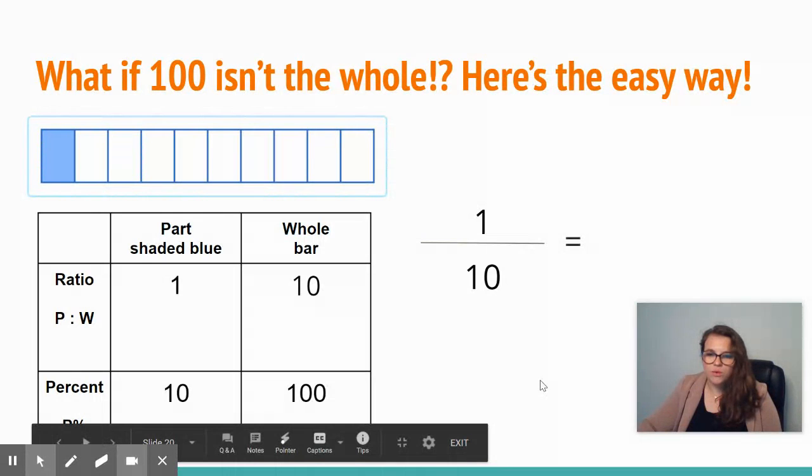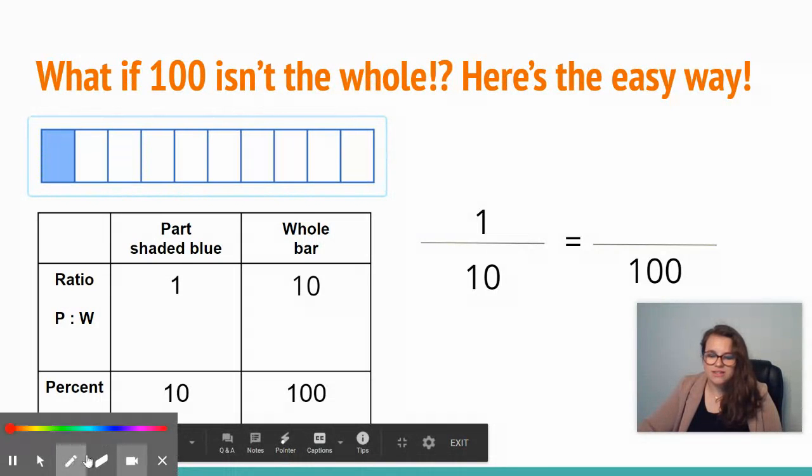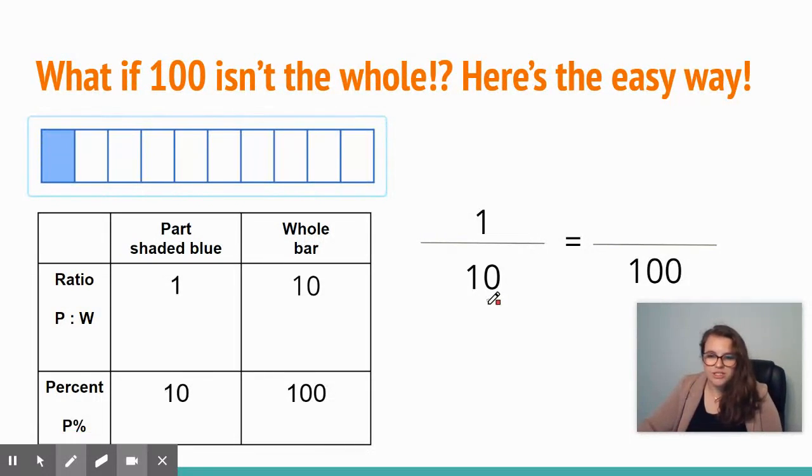So we make it equal to something over 100. It's just like doing a ratio table, but it's a lot less effort. All right, so then when we see that that is how to set it up, it's just like doing an equivalent fraction. So to go from 10 to 100, what can I do?